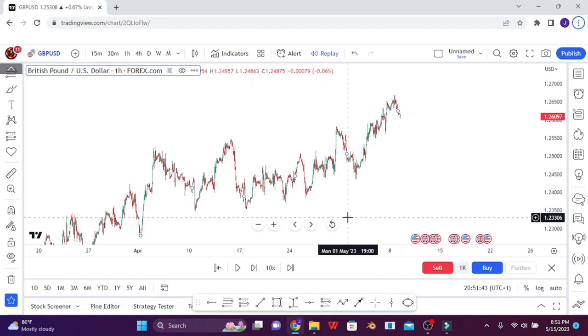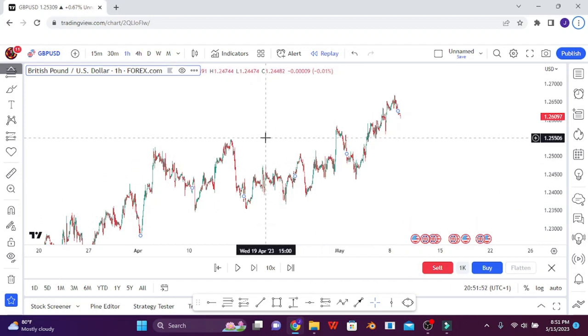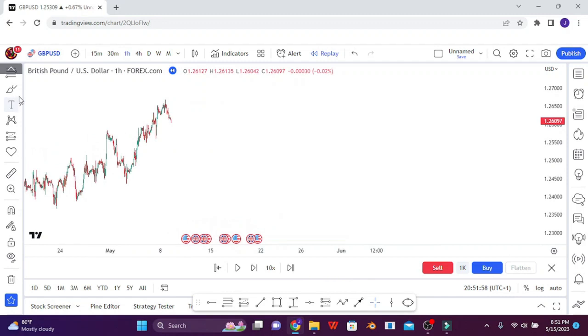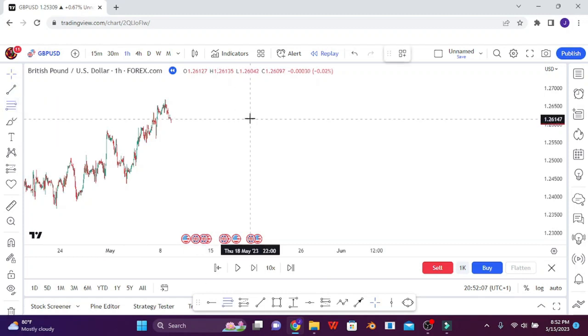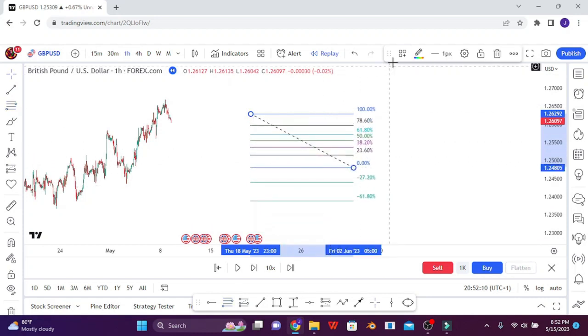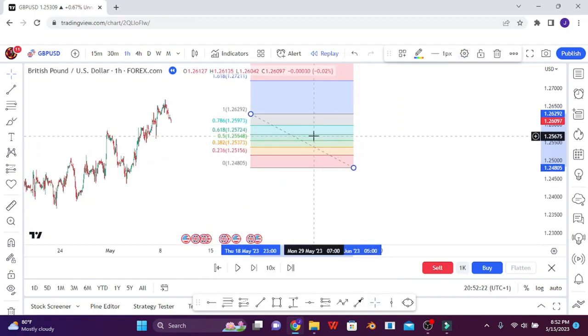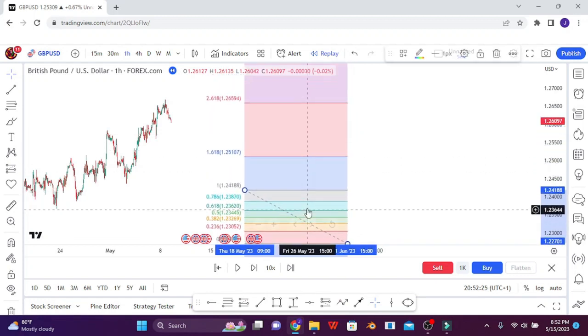I'm a day trader, and I will stop at the daily time frame. Whenever I wake up in the morning, before I start showing you what I do, I will first show you my Fibonacci settings. When you open your forex account, your chart will look like this, but I will show you my own settings.